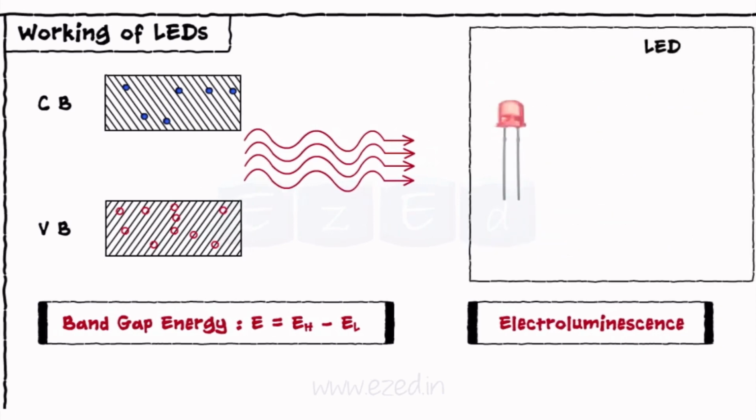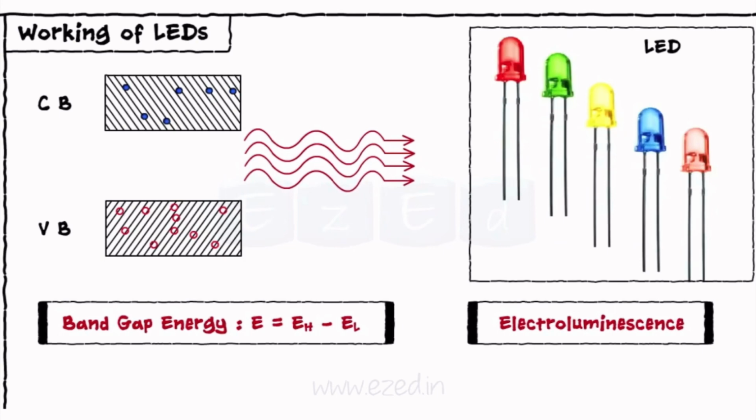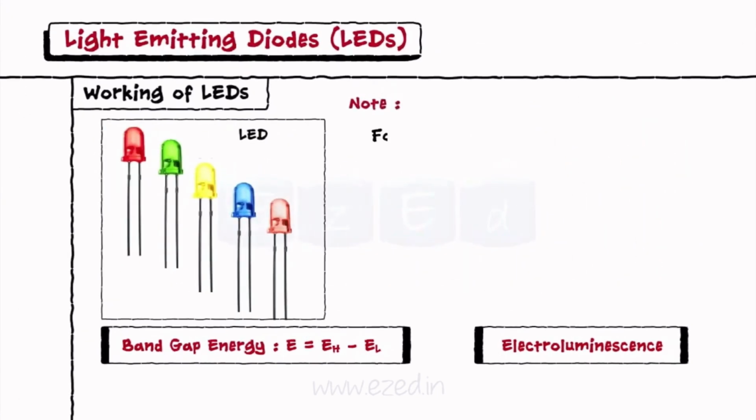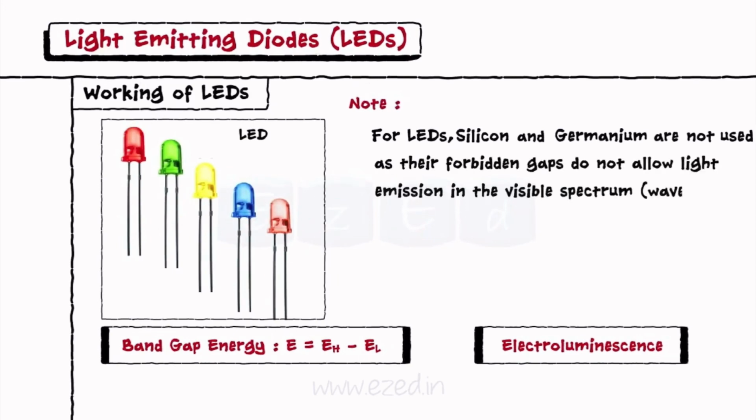Normally, LEDs with red, green, yellow, blue, and orange colors are available. For LEDs, silicon and germanium are not used as their forbidden gaps do not allow light emission in the visible spectrum. The wavelength is too low.